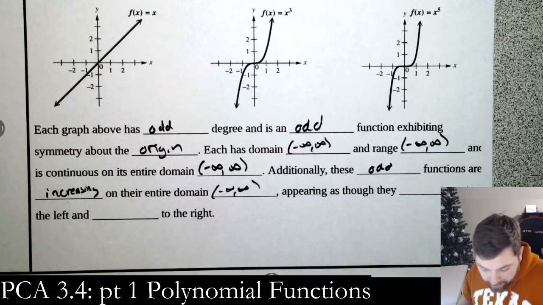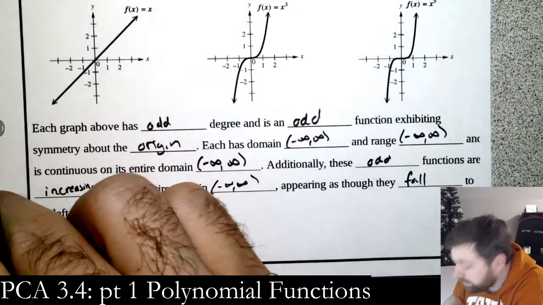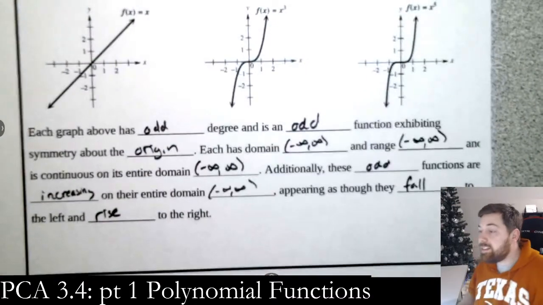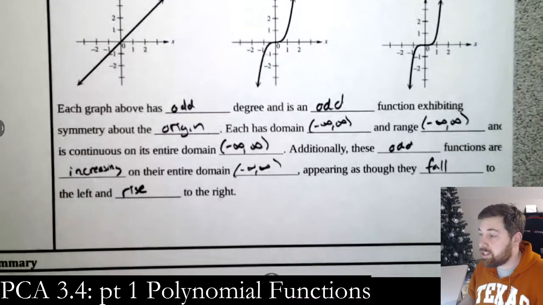And then they fall to the left. So if you go to the left, they fall, and they rise to the right. Okay? So the idea of this description is that if I told you all this, it's kind of like giving you directions to the store, right?